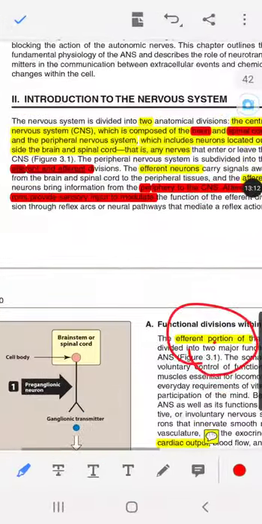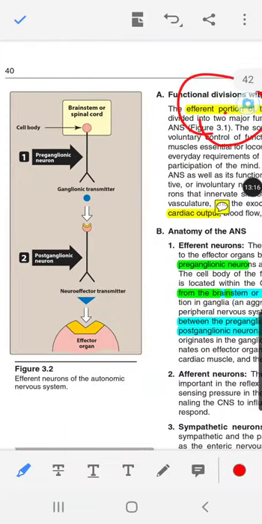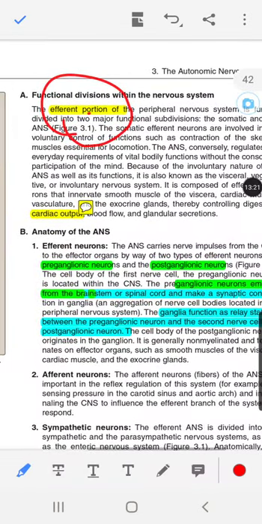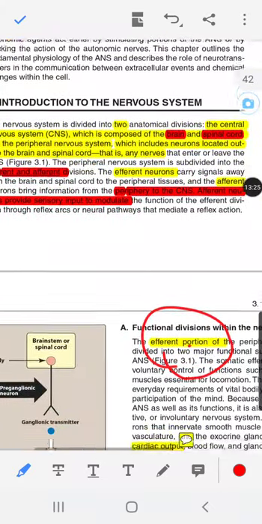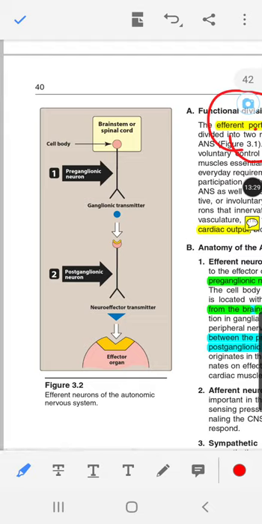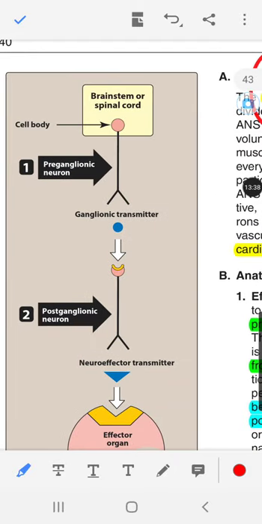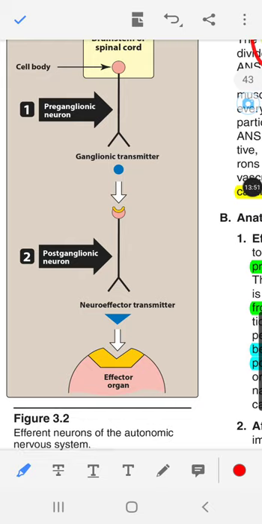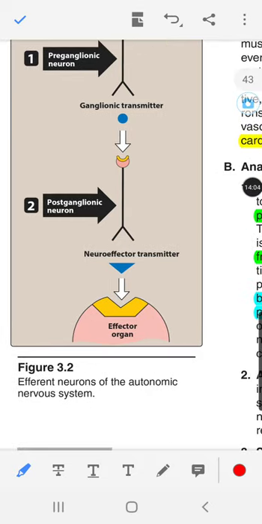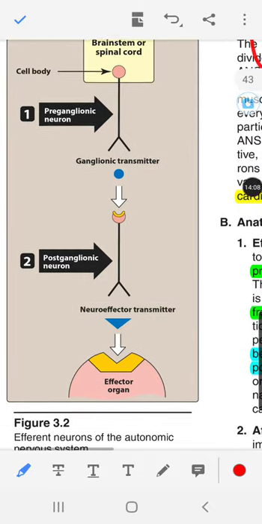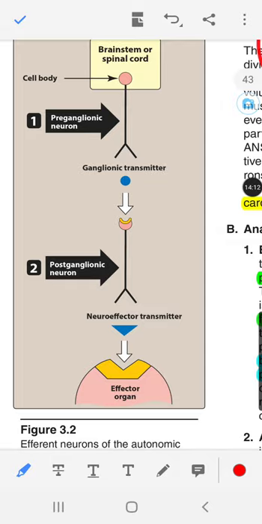So come to our topic, and the second heading that we are going to discuss is the functional divisions within the nervous system. Here you can see the flowchart, which shows the efferent neurons of the ANS. There is a brainstem or spinal cord, and preganglionic neurons take signals from the brain and the spinal cord, which at the ganglion are transferred by neurotransmitters to the postganglionic neurons. These help in converting the signals, which travel through postganglionic neurons to the effector organs. This is the efferent pathway, taking signals away from the brain or spinal cord.